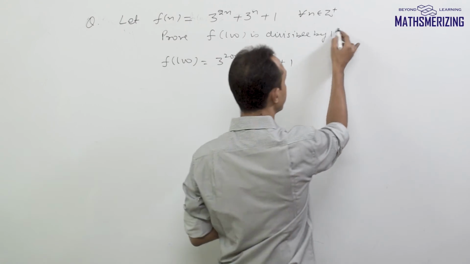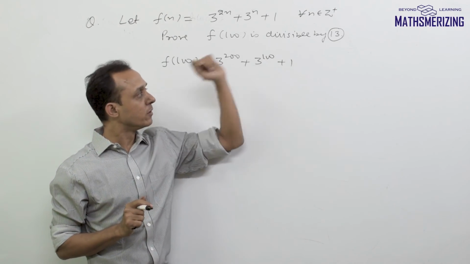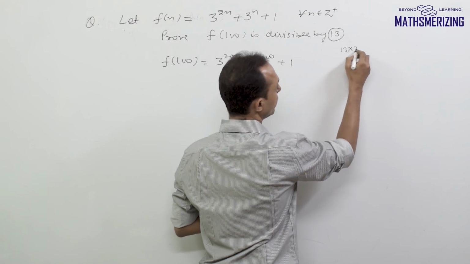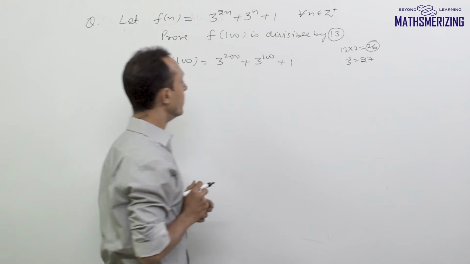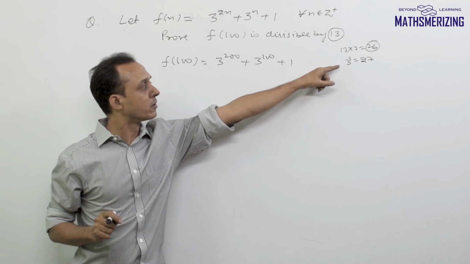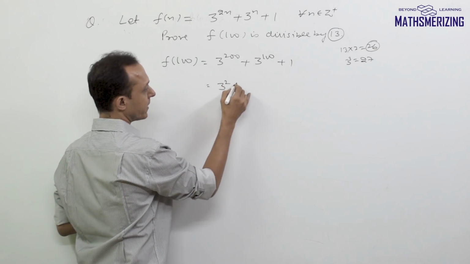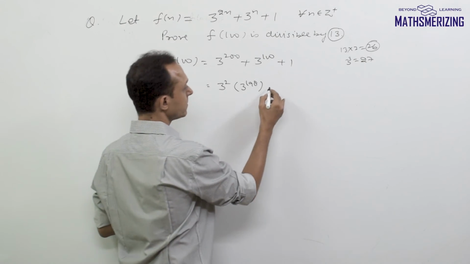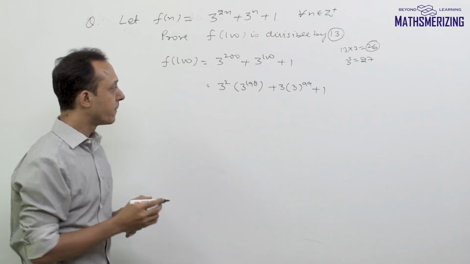Now for divisibility by 13, I'll need to find some power of 3 which is closer to some multiple of 13. Now what I know is 13 into 2 is 26, and 26 is closer to 27, which is in fact 3 cube. So I'll need to express this 3 as some third power, or a 3 to the power 3. So I can write it as 3 square into 3 to the power 198, plus 3 into 3 to the power 99, and then plus 1.